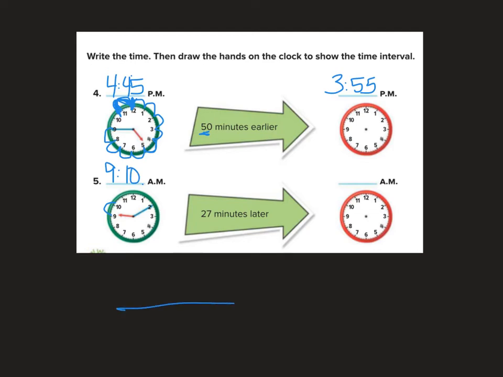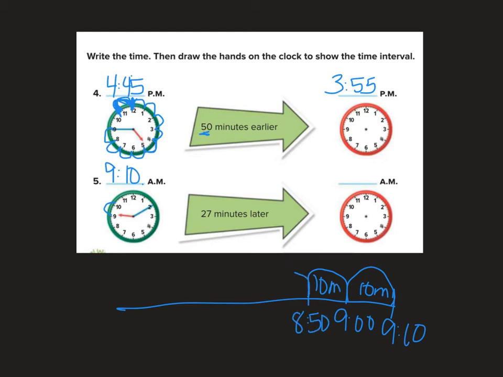Now let's try doing this on a number line, 9, 10. So if I take away 10 minutes, it would be 9 o'clock. Okay, let's take away another 10 minutes, and then it would be 20 minutes I've taken away, so now it would be 8:50. Now let's take away 7 minutes. So 8:50 minus 7 is 8:43. So 8:43 is where we would end up.